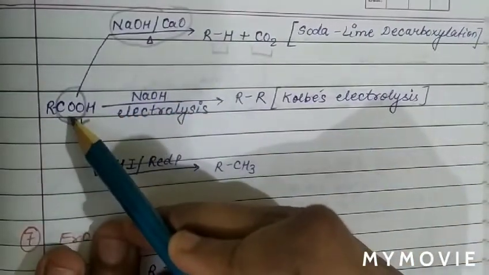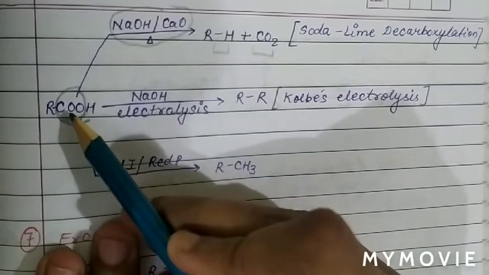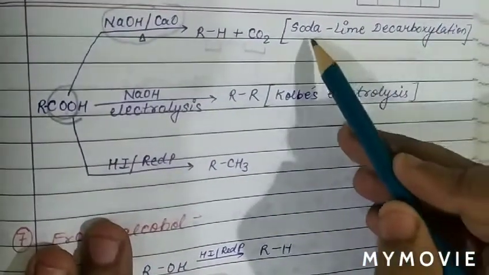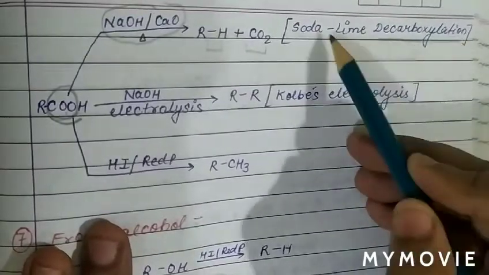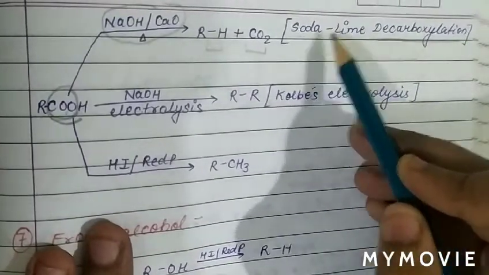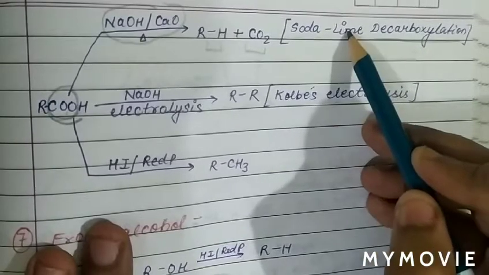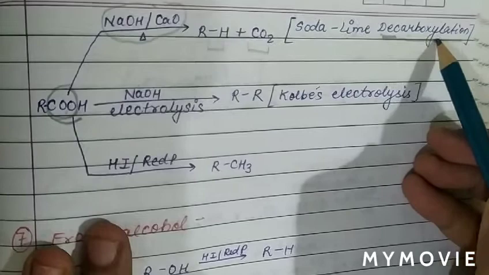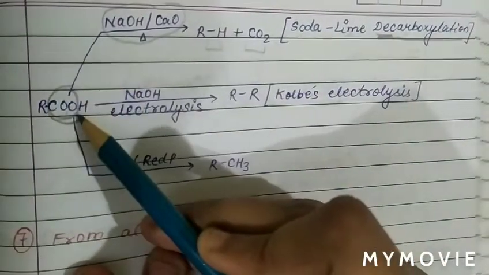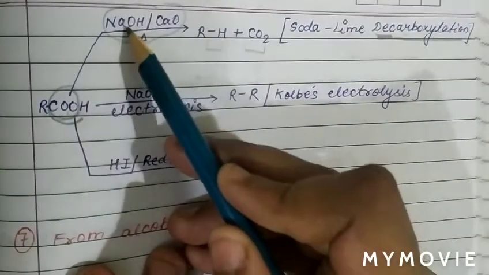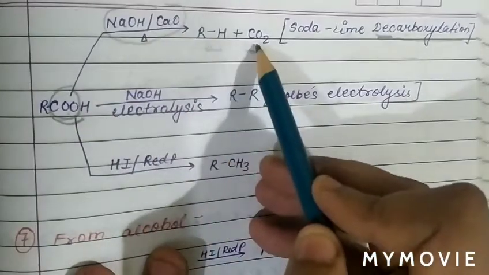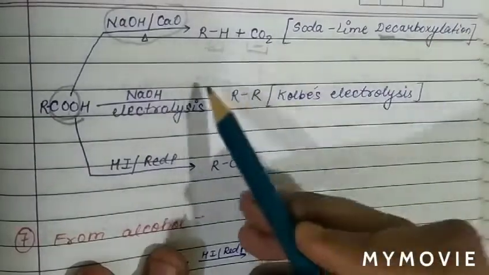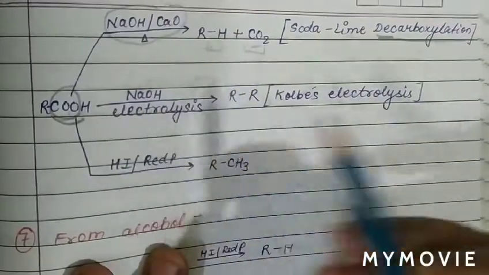As there is removal of carbon dioxide by soda lime, therefore we call this reaction soda lime decarboxylation. Soda lime decarboxylation means in presence of soda lime, NaOH and calcium oxide, de means removal of carbon dioxide. So basically when carboxylic acid is heated with soda lime, then alkane is formed with the removal of CO2. So this is soda lime decarboxylation and also preparation of alkane from carboxylic acid.